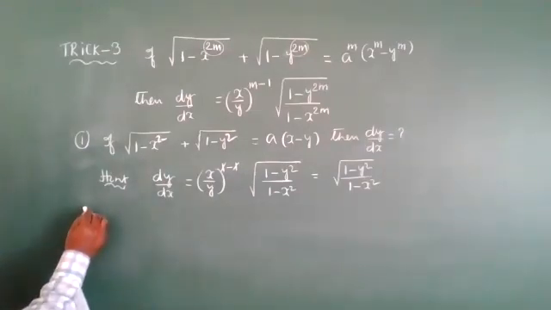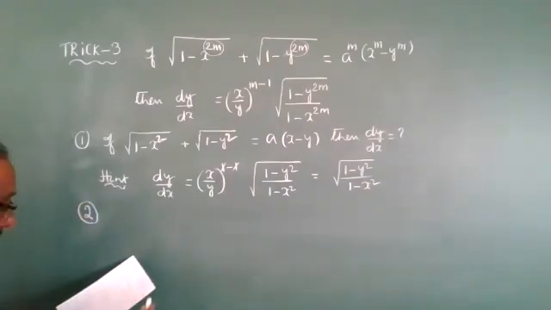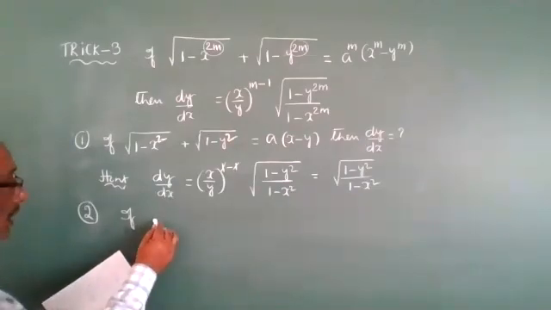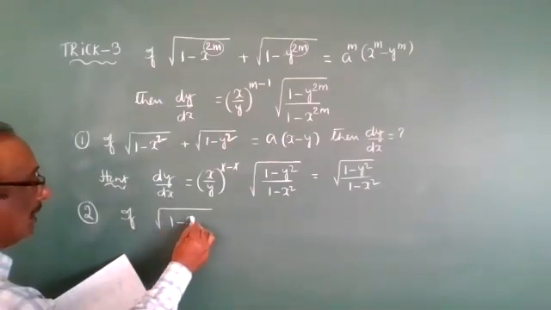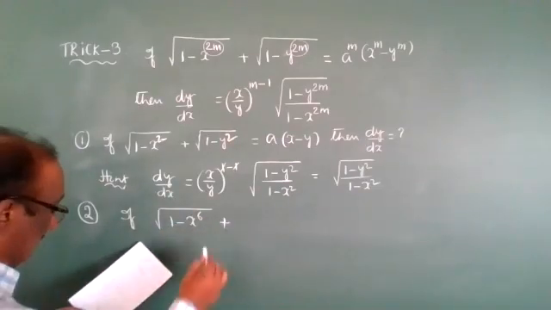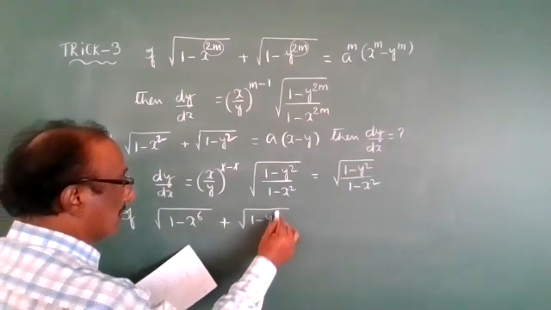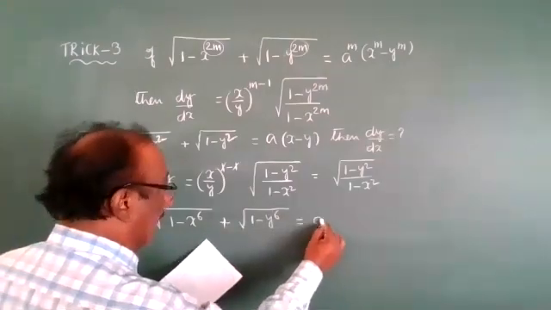Second problem. If the root over 1 minus x power of 6 plus the root over 1 minus y power of 6 is equal to a cube.